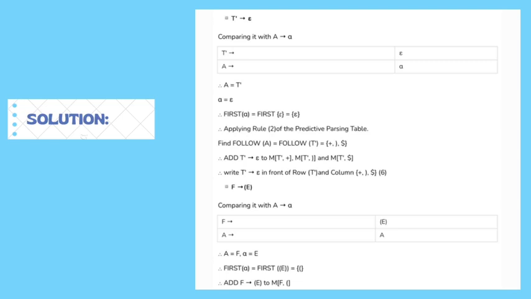Write T' tends to epsilon in front of row T' and columns +, ) and $, with 6. F tends to (E), compare it with A tends to small a. F tends to (E), capital A tends to small a. Therefore, A is equal to F and small a is equal to (E). First of A is equal to first of (E), which is equal to bracket open. Add F tends to (E) to M[F, (].